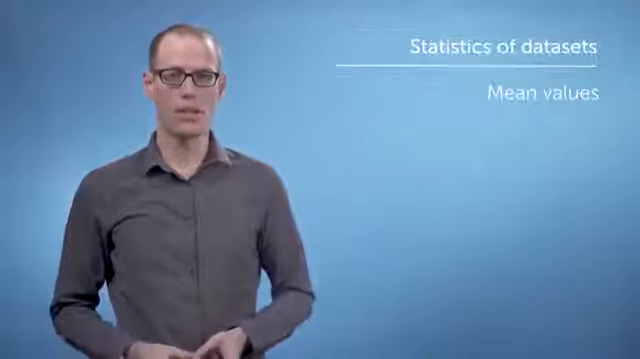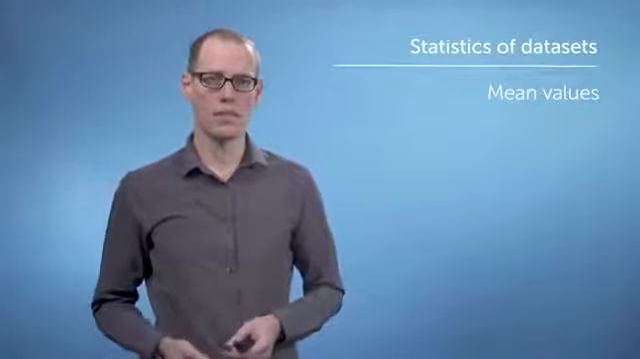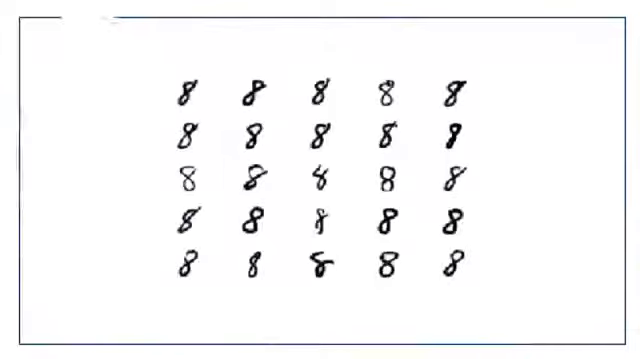Data is often compactly described by some of its statistical properties, such as the mean and the variance. In this video, we'll explain how to compute means of datasets. The mean of a dataset describes the average data point. The mean does not have to be a typical data point, and it also does not need to be part of the dataset itself. For example, if we look at a set of images of the digit 8, the average image looks like this.